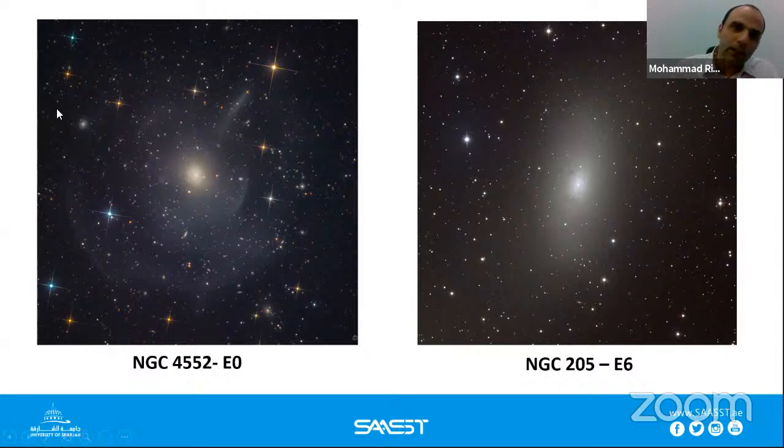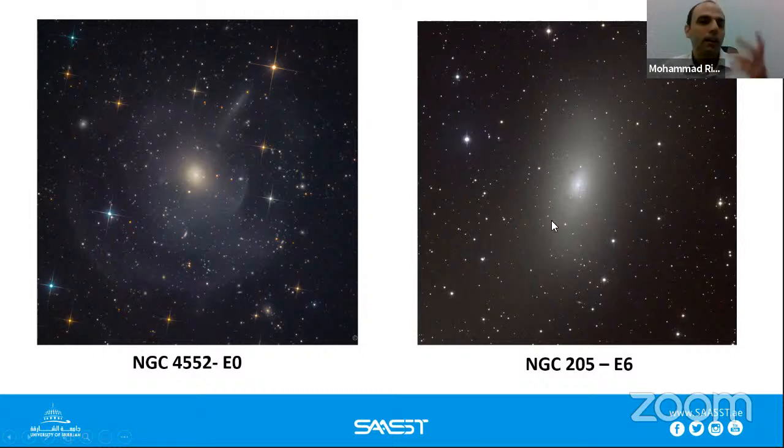So look at this galaxy. It's a nucleus stretched to this region. So this galaxy is a very common example for the E0 ellipticals. Another one, let's go for E6. NGC 205 is an example of the E6 class. I think this galaxy is among the Virgo galactic cluster. So it is also an example of the featureless elliptical galaxies.